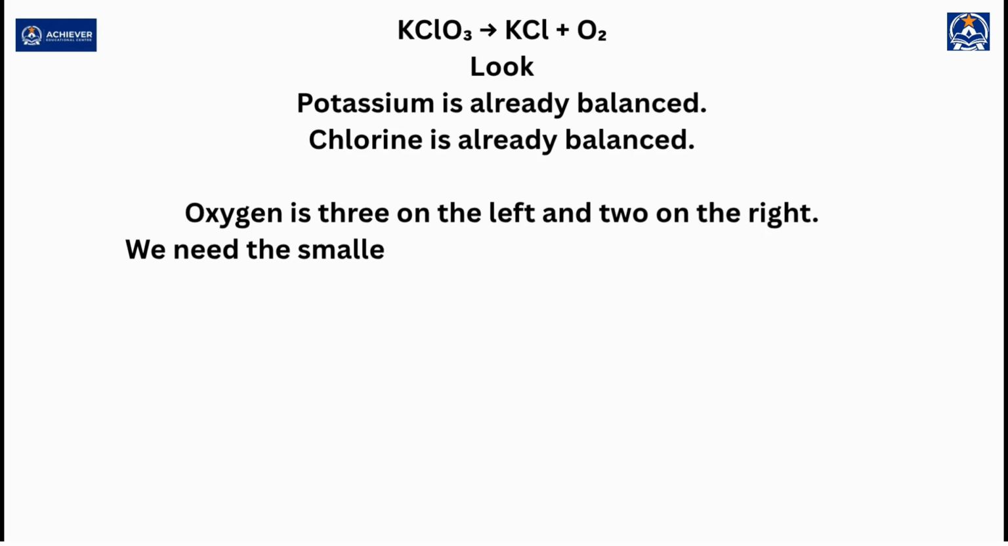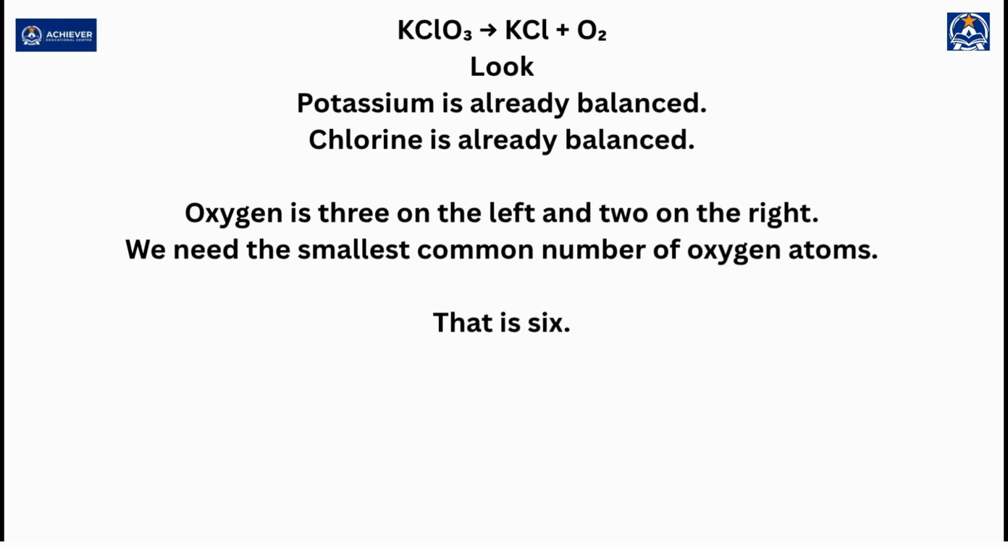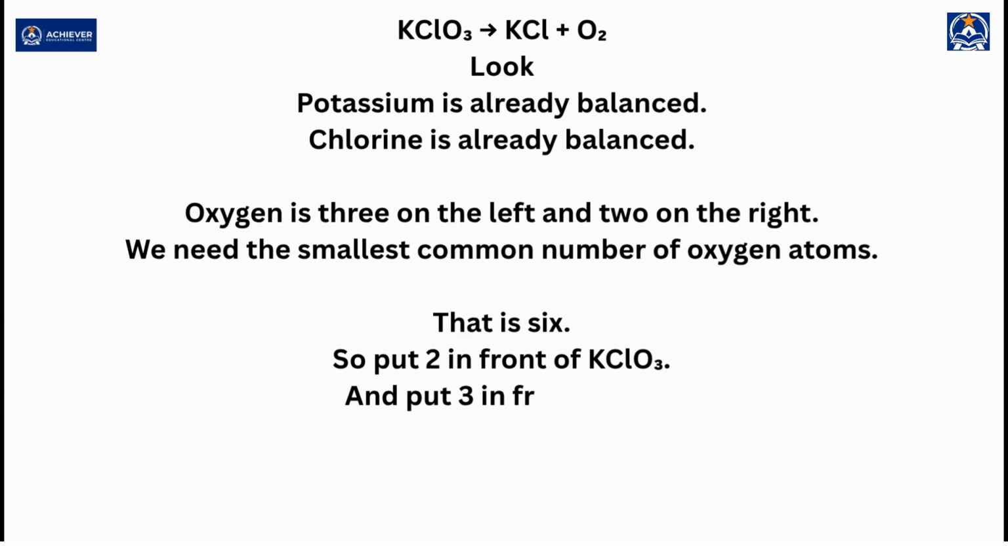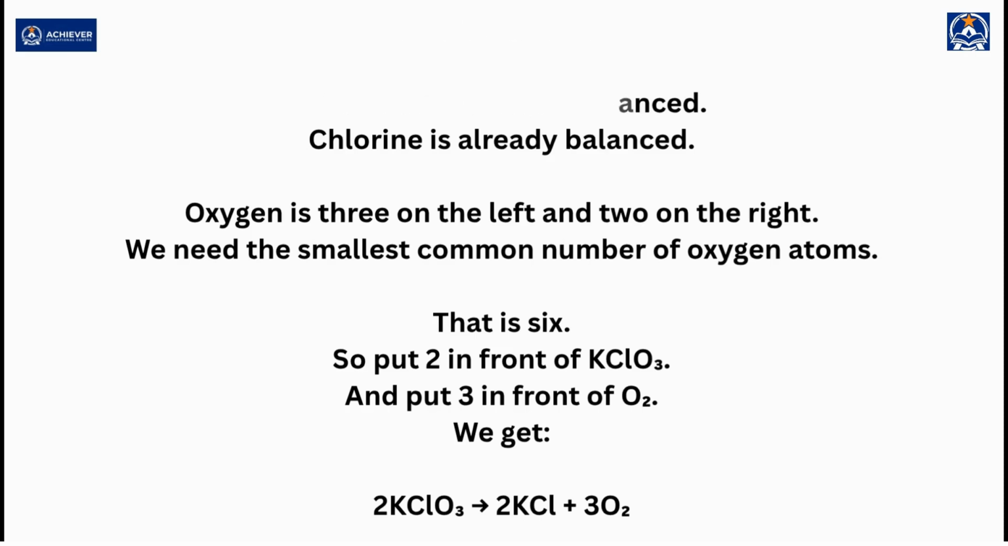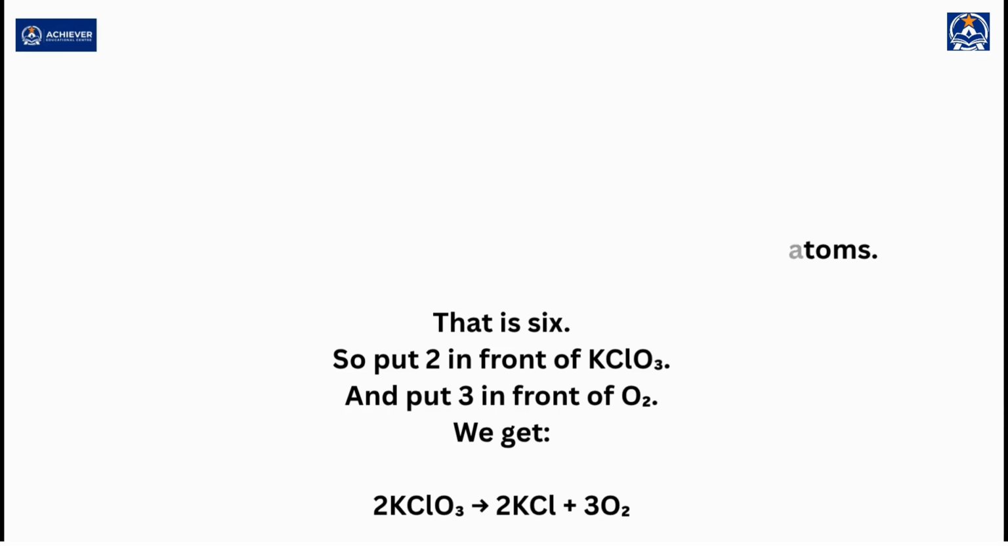Potassium is already balanced. Chlorine is already balanced. Oxygen is 3 on the left and 2 on the right. We need the smallest common number of oxygen atoms. That is 6. So put 2 in front of potassium chlorate and 3 in front of oxygen. Our final answer is 2KClO3 gives 2KCl plus 3O2.